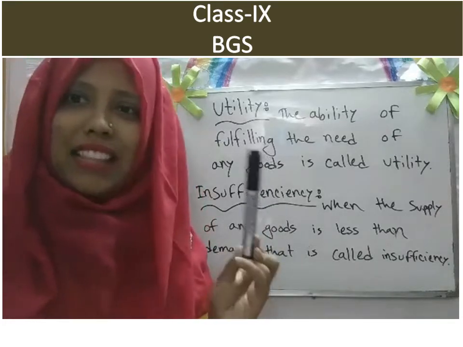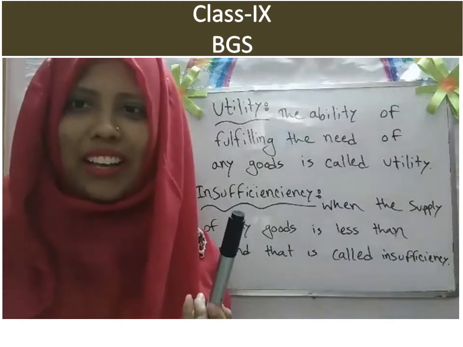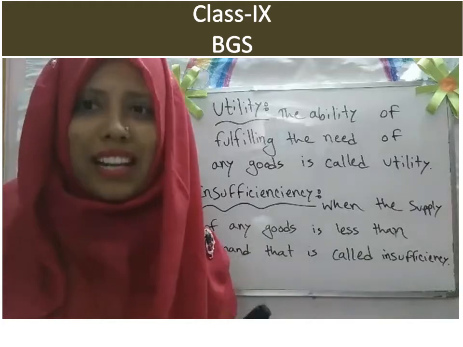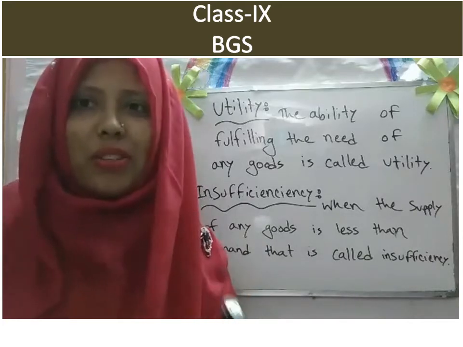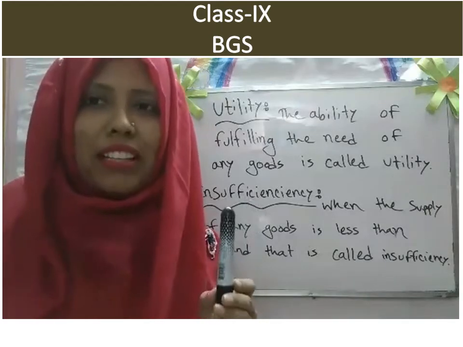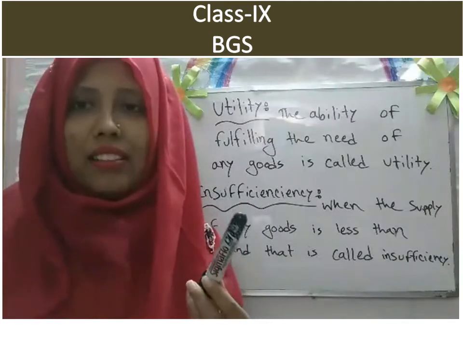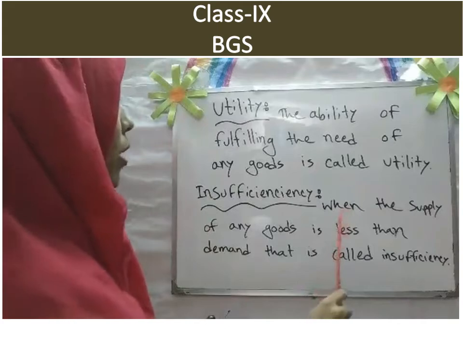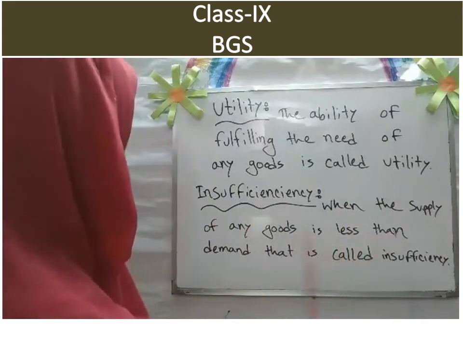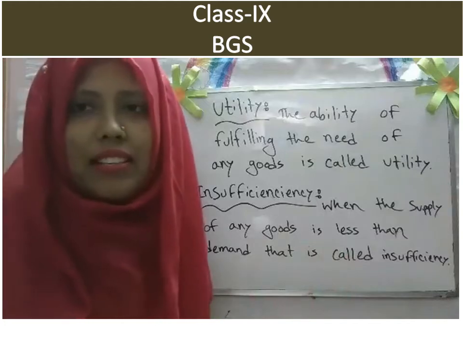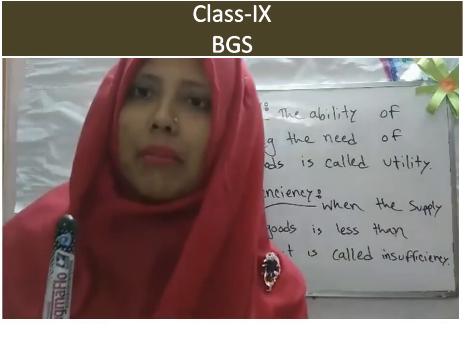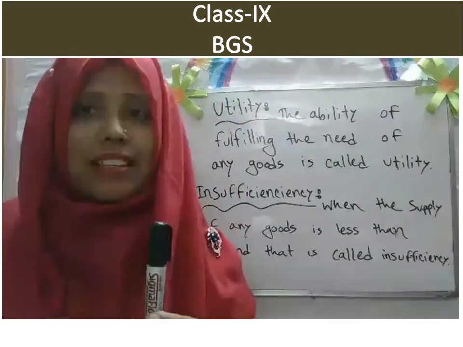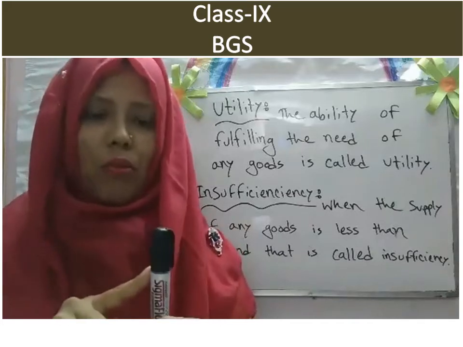Sometime before, I have seen this marker. This marker has no ink, so it does not have the capability of fulfilling our need. That's why this is not a resource, but the other has the capability to fulfill the need, and that's why this is called a resource. Next, insufficiency. When the supply of any goods is less than demand, that is called insufficiency. This marker's demand is less than its supply.